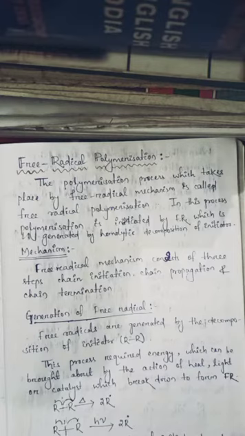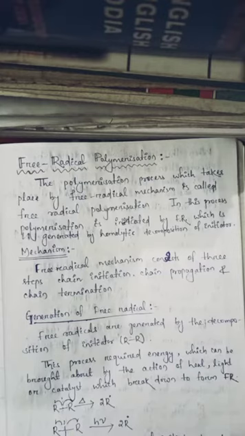Before initiation, first we will generate free radical. Then generation of free radical. Free radicals are generated by the decomposition of initiator RR. RR is the initiator. This process requires energy. For decomposition, energy is required, which is brought by the action of heat, light, or by using some catalyst.